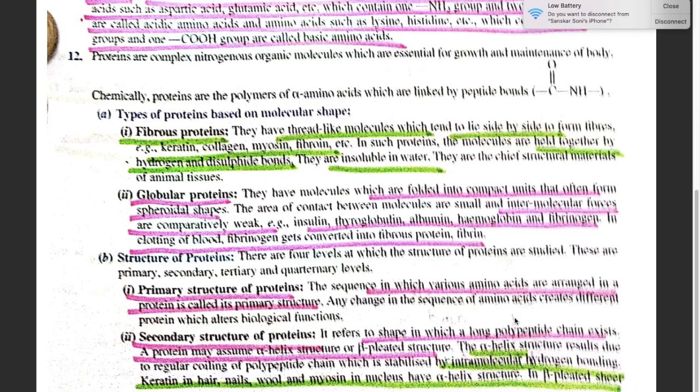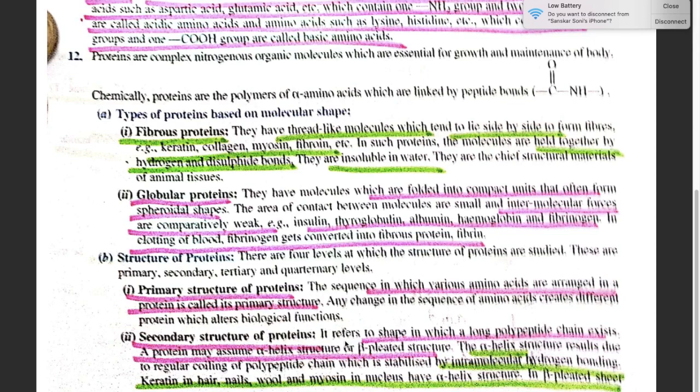Any change in the sequence of even one amino acid creates altogether a different protein with different biological function or different properties. For example, the hemoglobin protein contains 574 amino acids. If there is a change in the sequence of even a single amino acid, then the biological properties of this hemoglobin protein are destroyed and the RBCs become sickle shaped, causing a disease called sickle cell anemia.